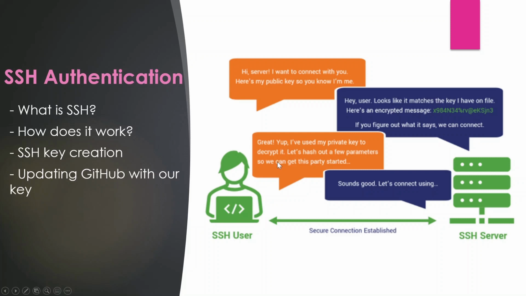And on the third step, the user says, great, yep, I've used my private key to decrypt it. Let's hash out a few parameters so that we can get this party started. So the SSH user is saying that I have a private key and I have decrypted your message, whatever you have sent, and everything is perfect between us. Let's get this party started means let's do the communication. And at the end, the SSH server says, sounds good, let's connect using SSH. So it's an animated, pictorial way of explaining how the communication happens between the SSH user and the SSH server.